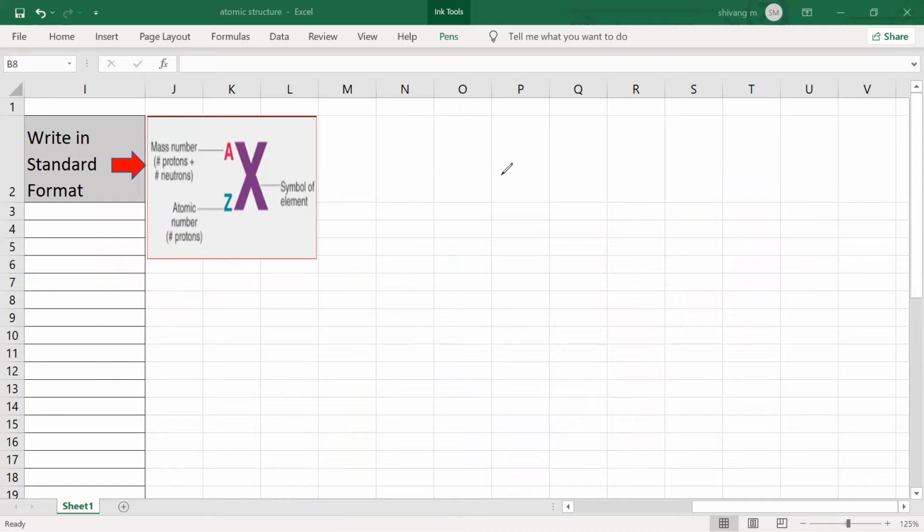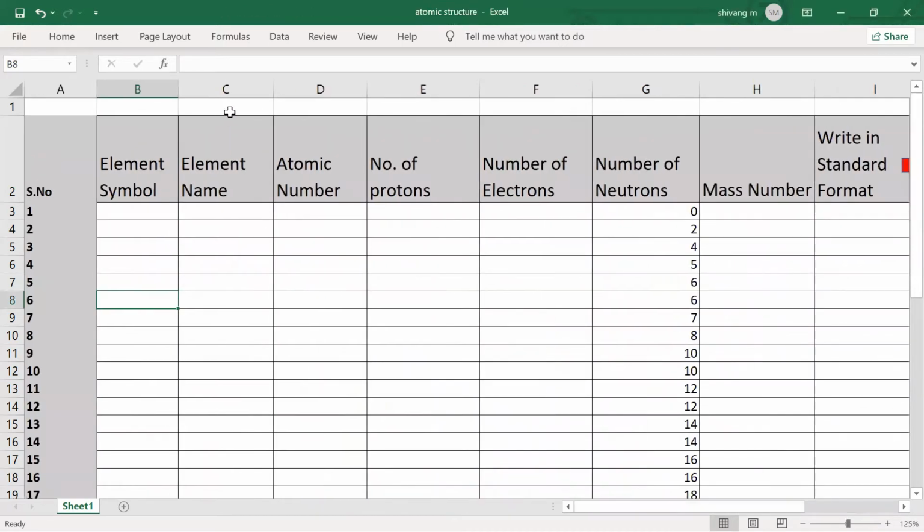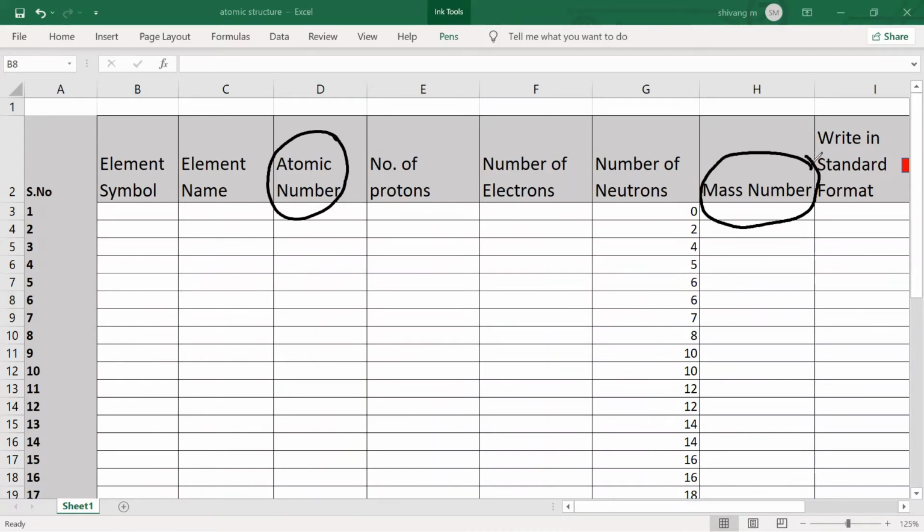So what did we discuss? Basically, we discussed the atomic number, we discussed the mass number, we saw how to write the symbol in standard form, and then we understood what are isotopes. Any doubt about this? No, sir. Mr. Aryaman, any doubt? No, sir.